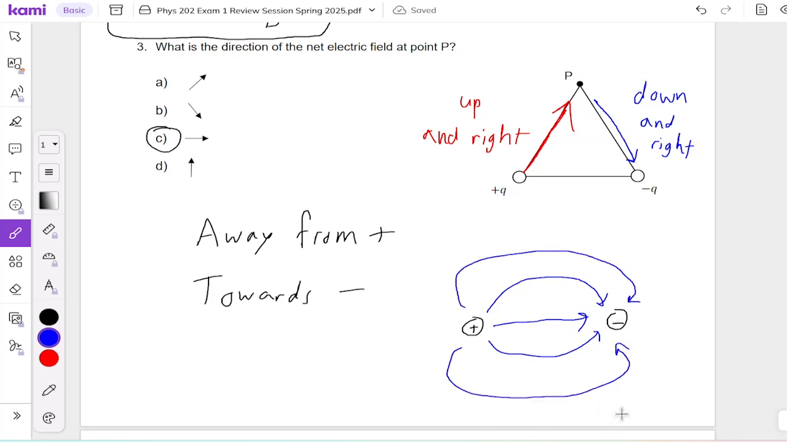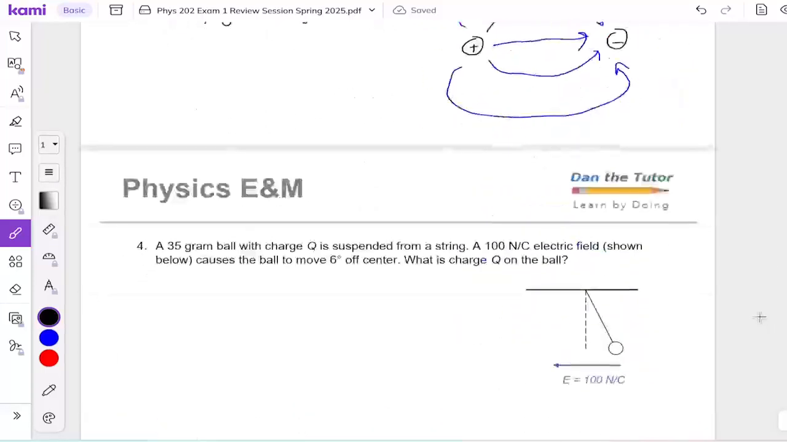Sometimes the question looks like this. Anyways, we can see the point directly above where point P would be. It looks like it is pointing to the right at that point. So it checks out. Okay, that's it for number 3.